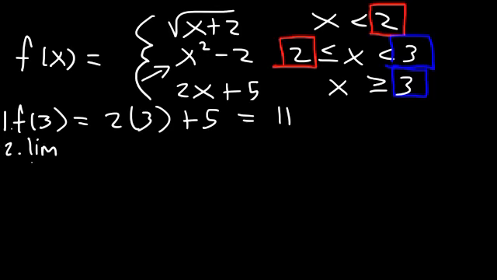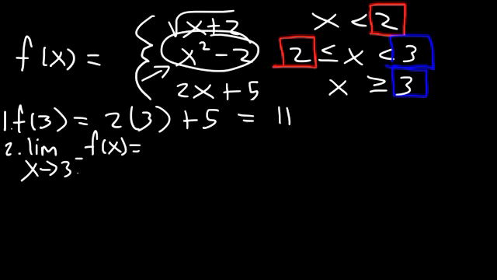Let's find the limit as x approaches 3 from the left side. So therefore, we need to use this function. 3 from the left is going to be less than 3. So it's 3 squared minus 2. 3 squared is 9. 9 minus 2 is 7.